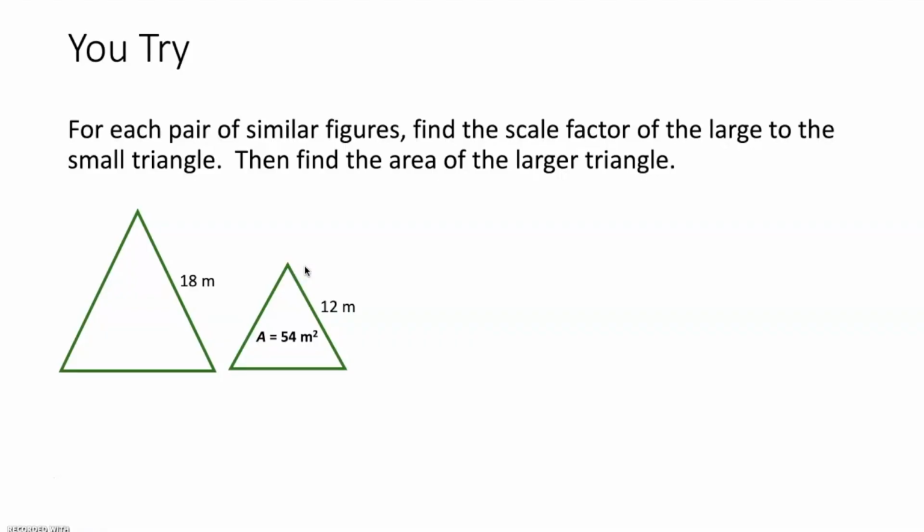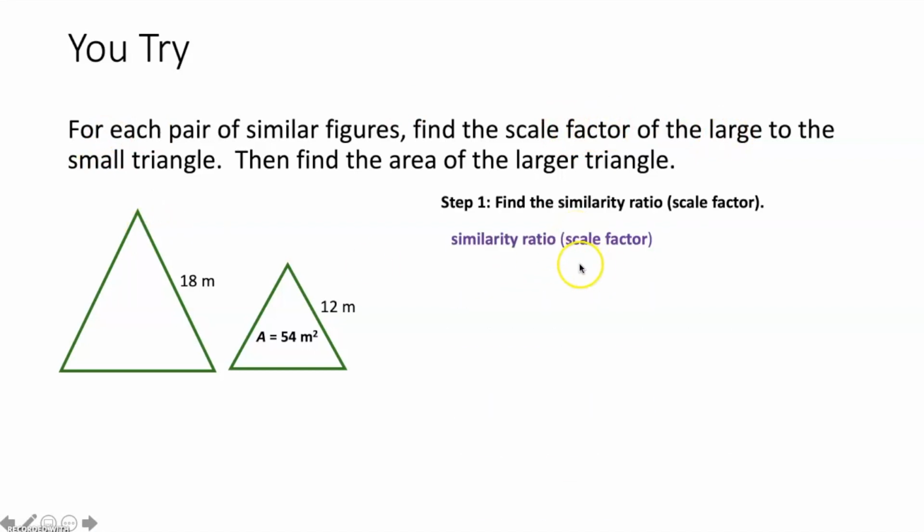You try. Okay, doing the same thing. First, we want to find the scale factor of the large triangle to the small triangle. So, in order to find the scale factor or similarity ratio, what you have to do is set up a ratio between the corresponding side lengths of these two similar triangles. And since we're going from large to small, we want the side length of our larger triangle over the side length of our smaller triangle. We then simplify that ratio down, and we end up getting the similarity ratio or scale factor between these two similar triangles is 3 to 2.